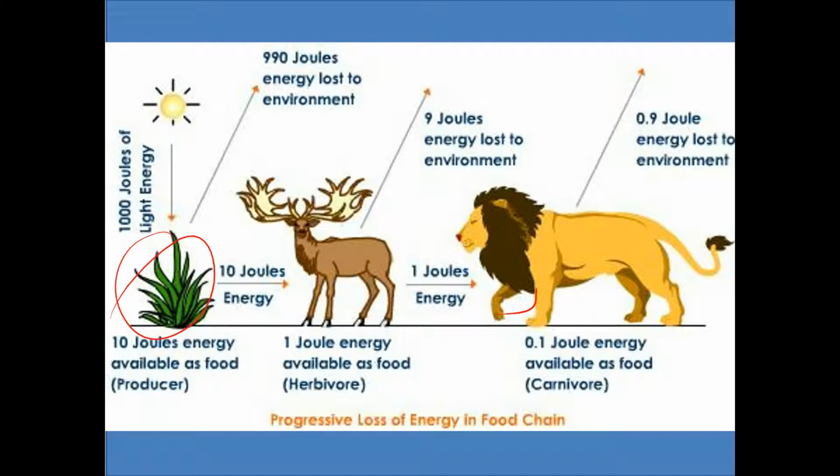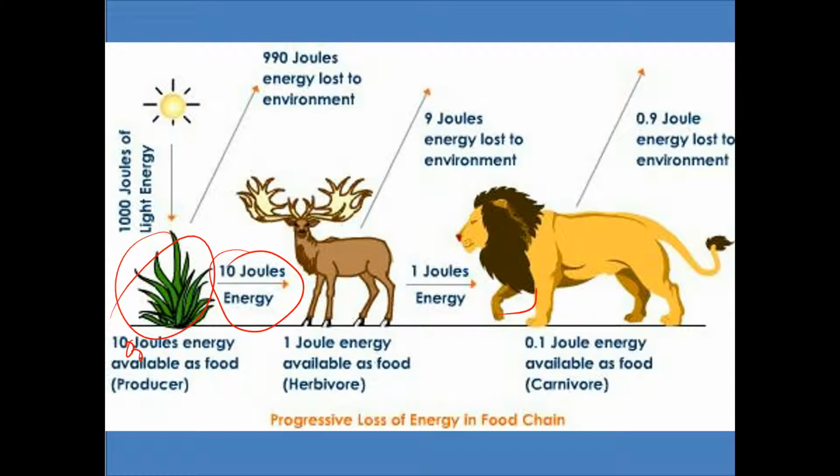And so now you have some herbivore that comes along. In this case, you have a chemoheterotroph that comes along and feeds on this plant, and it gets 10 joules of energy from the plant, but basically not all of the energy is captured, and most of the energy is actually lost to the environment.